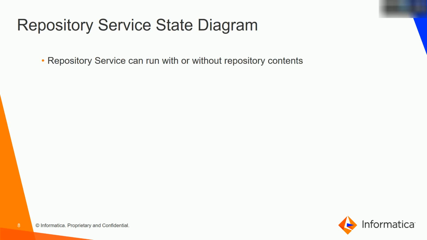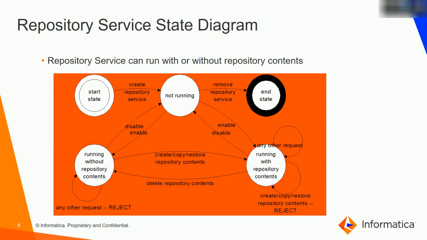State diagram of repository service. Repository service can run with or without repository contents. So how is it? I have created the repository service and currently it's not running. From not running, I can directly remove the repository service and go to the end state. But suppose from not running, when I enable the service, it can either go to the without content or it can go to the with content repository.